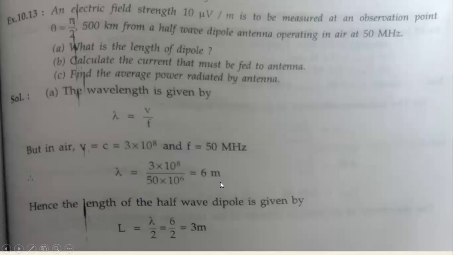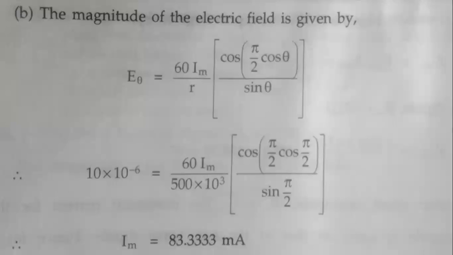If you substitute the values of c and f, you can calculate the wavelength. Once you have the wavelength, you can find the length of the half wave dipole. Capital L indicates the length of the half wave dipole, or simply the length of the dipole. So L will be equal to lambda by 2, because it is a half wave dipole. Lambda is 6, so in this way you get the length as 3 meters.